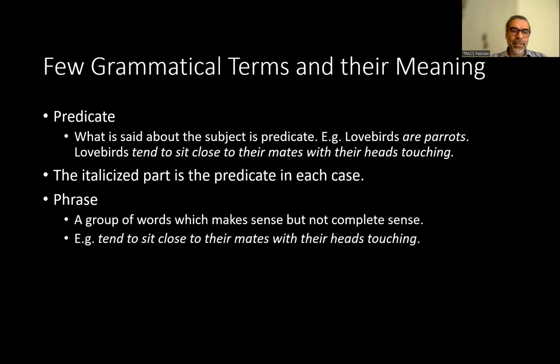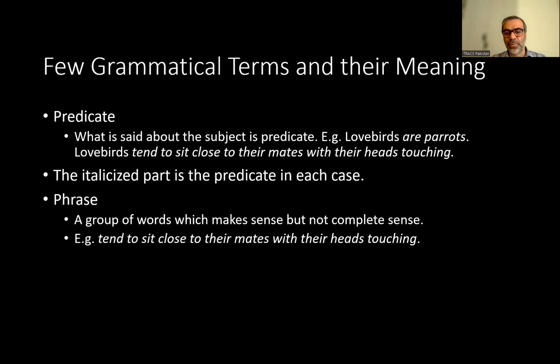The third important term from a grammatical perspective is phrase. What is a phrase? A group of words which make sense but not complete sense. For example, in the sentence I made above, the second one has a predicate which is "tend to sit close to their mates with their heads touching." So this was the predicate in that sentence. But when you remove the word lovebirds, it makes some sense, but not a complete sentence.